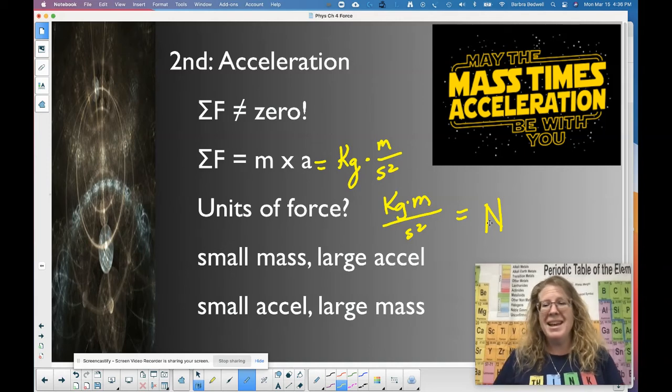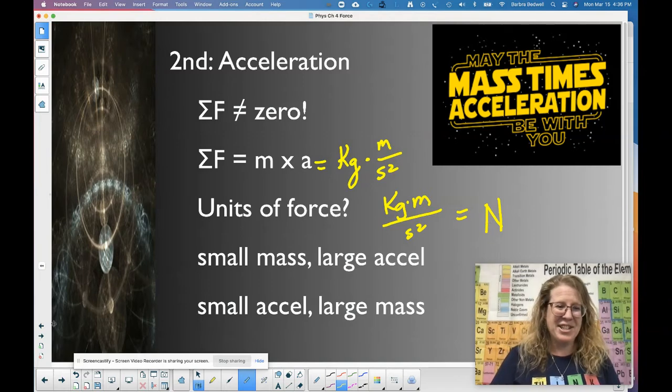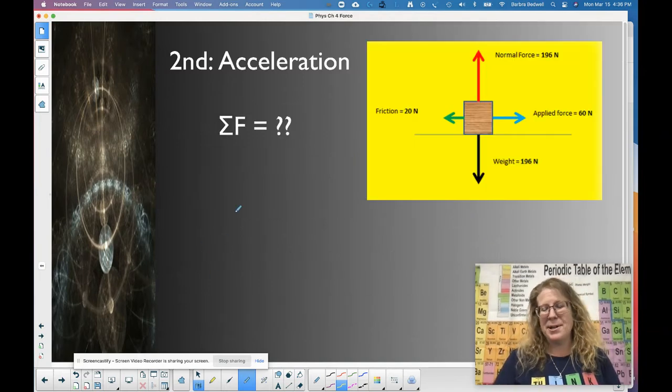By the way, how much is a Newton? An apple coincidentally weighs about 1 Newton. Nice. So that just gives you an idea what those sorts of values are.